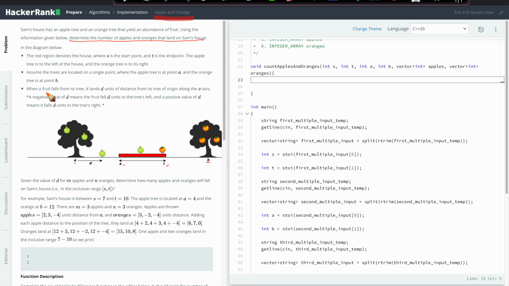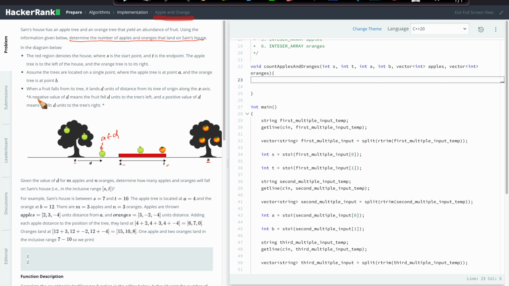Fine. So when a fruit falls from its tree, it lands d units of distance from its tree of origin along the x-axis. That means horizontally it is moving. So this is the distance d. For this apple, if you calculate the exact point, it will be A plus d, right? A is the base location and d is the distance. That's how we are calculating. It is A plus d.